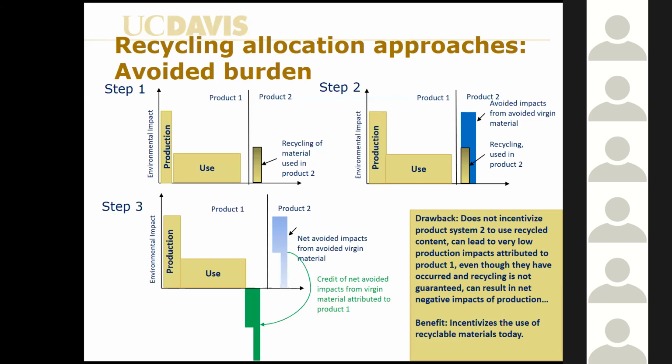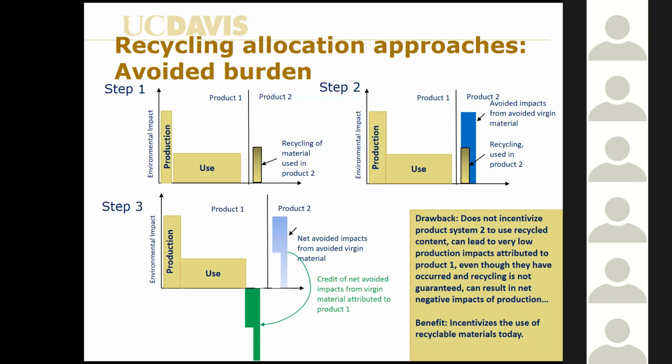There are some drawbacks to this. So let's talk about benefits first. It incentivizes the use of recyclable materials today. So product system 1 is going to benefit just from having recyclable materials. The problem is that it doesn't incentivize product 2 to actually use that recycled content because the credit's already been assigned to product 1. And we can't really guarantee that recycling is always going to occur. And so we're crediting some environmental benefit that hasn't yet occurred. And of course, for pavements, we have pretty long life cycles.